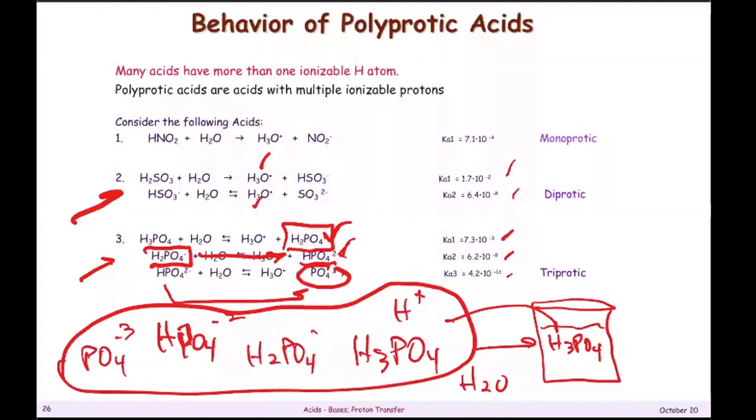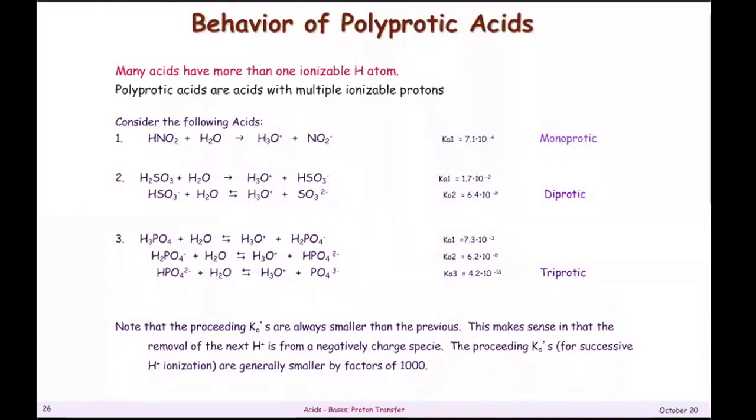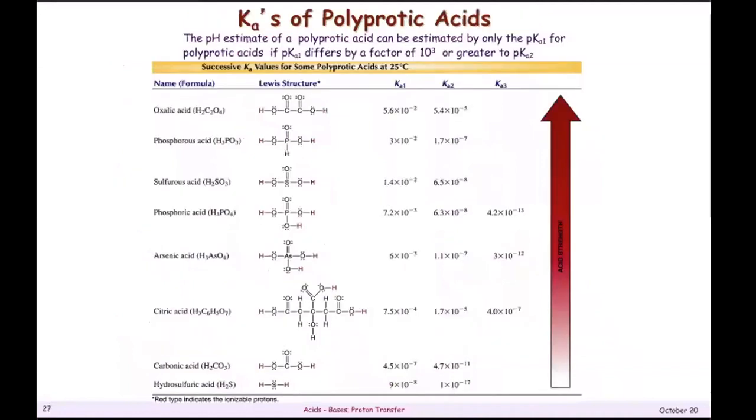Let me clear this first. Okay, why it's not that difficult. Generally, if you look at the equilibrium constants, they differ by bigger than a factor of 1,000. So what you can do is make simplifying assumptions in each one of these steps. And if you do that, then it really becomes super easy to solve. So again, these are the different Ka's of polyprotic acids.